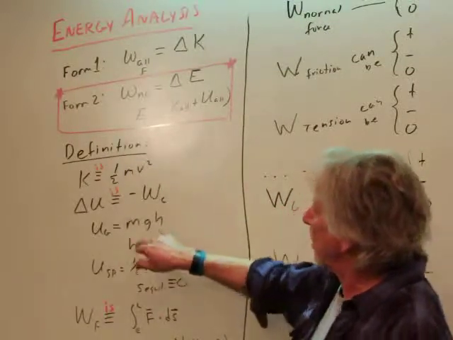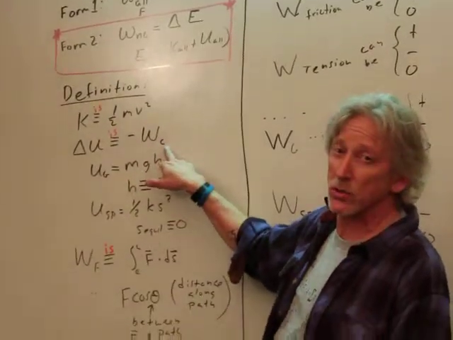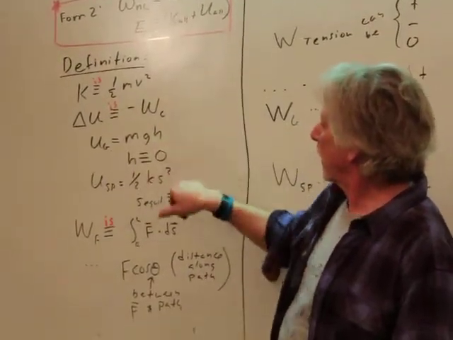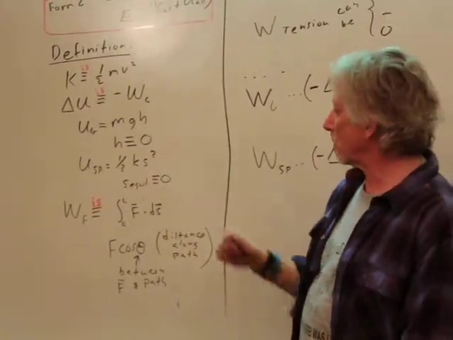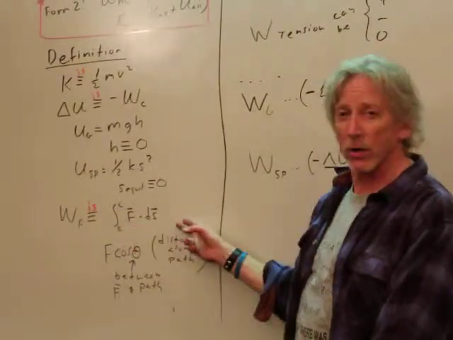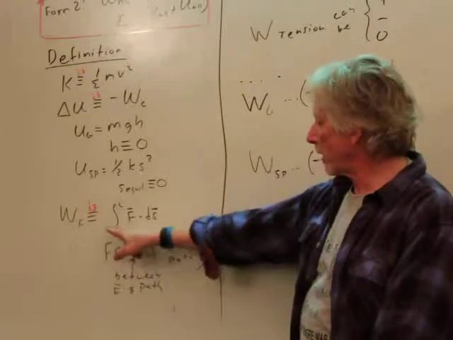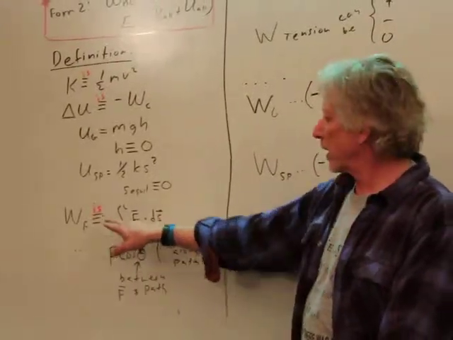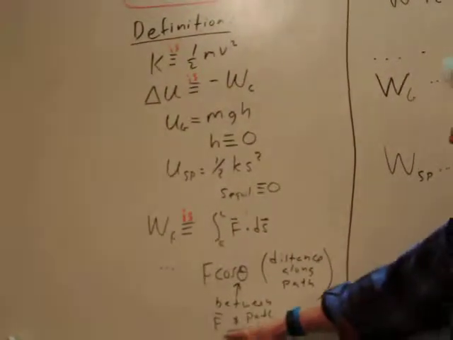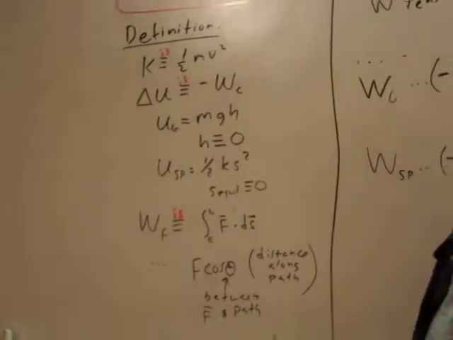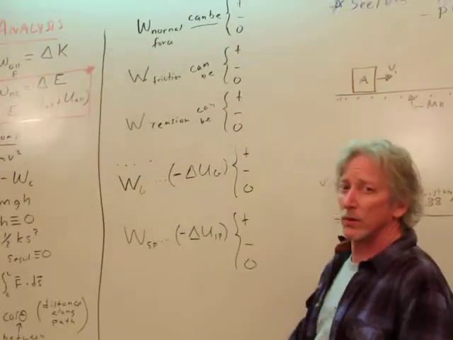Definitions: 1/2 mv squared. Change of potential is the negative work from that associated conservative force. mgh, where you've got to set h equal to 0, and 1/2 ks squared, or x squared, where equilibrium is usually 0. The definition of work you've got there. This is your toolbox for energy analysis. Work in the integral form, again, is between 2 points: force, cosine of the angle between the force and the path, and the distance along the path is how we can look at that.